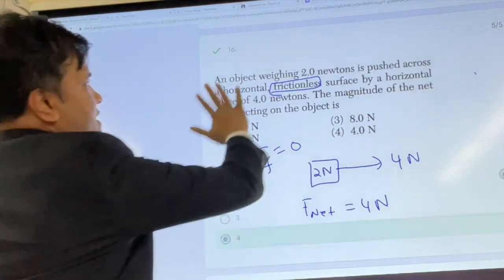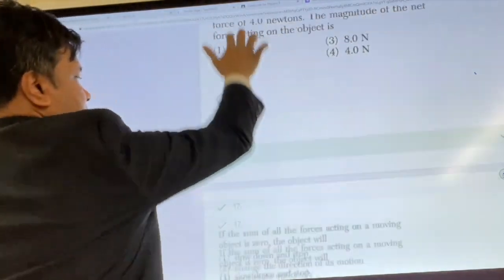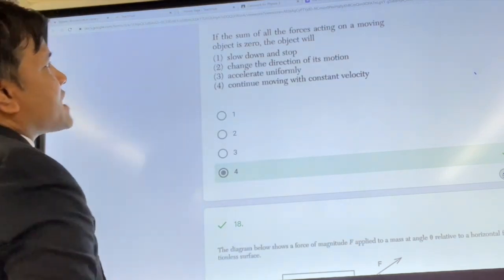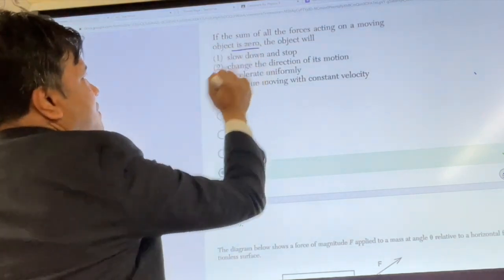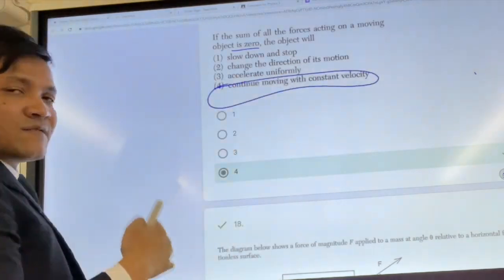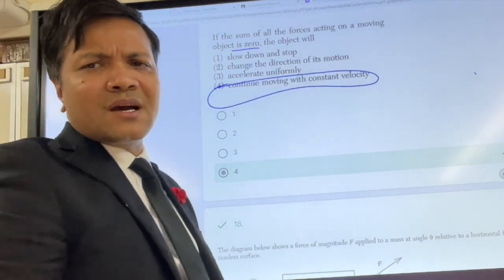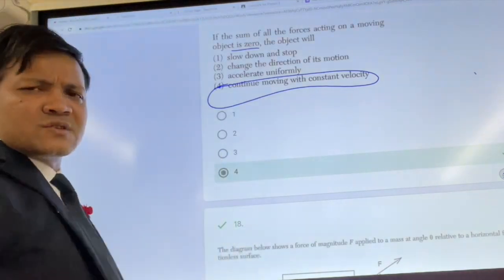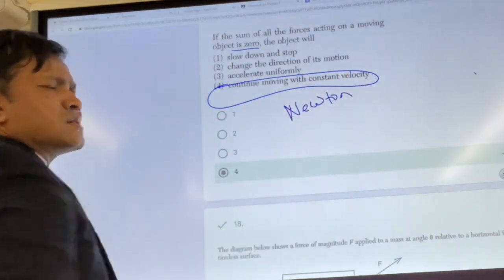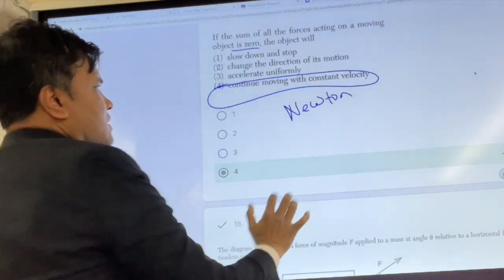Okay, that takes us to 17. If the sum of all forces acting on a moving object is 0, the object will continue moving with constant velocity. We talk about it many times. Aristotle would disagree, but Newton would say, yes, the object will move with constant velocity. Good.